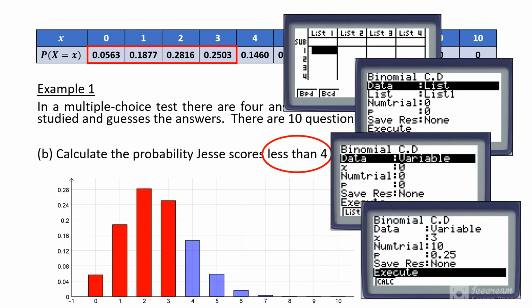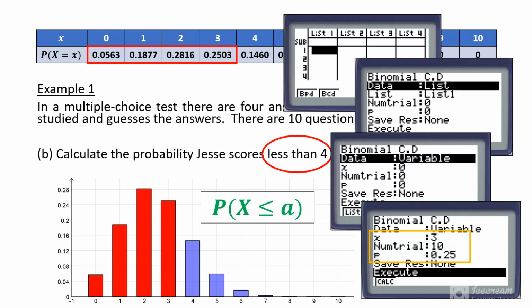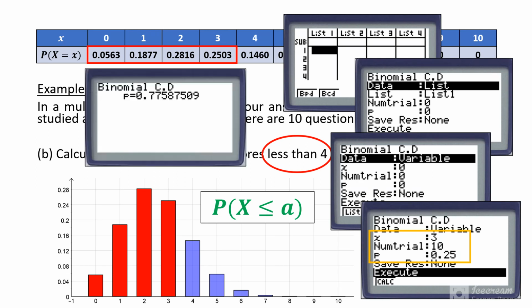So once again, I get into my calculator and look what I'm going to enter in for my X value. Remember the calculator is set up to be less than or equal to some number. So if I typed in 4, it's going to go 4 plus 3 plus 2 plus 1 plus 0. I don't want that. I want 3 down to 0. So now I have to enter in X is equal to 3, and it will add up all the probabilities from 3 down to 0, which is now what I want. And that gives me a probability of X less than 4 of 0.7759.